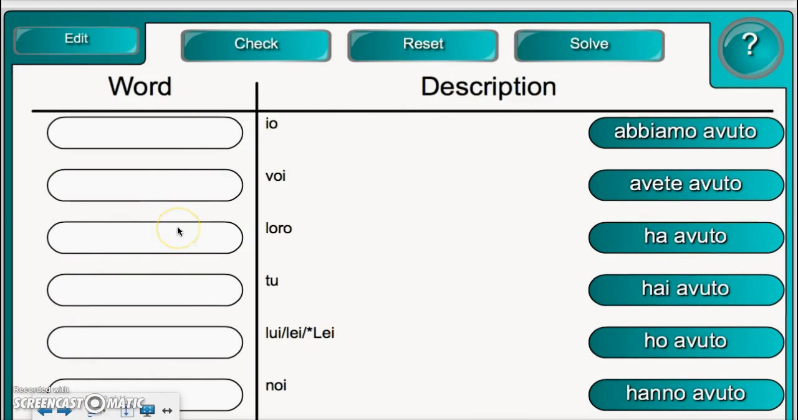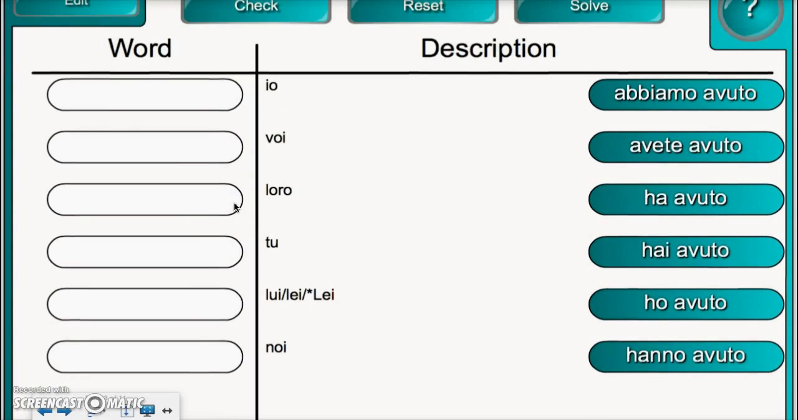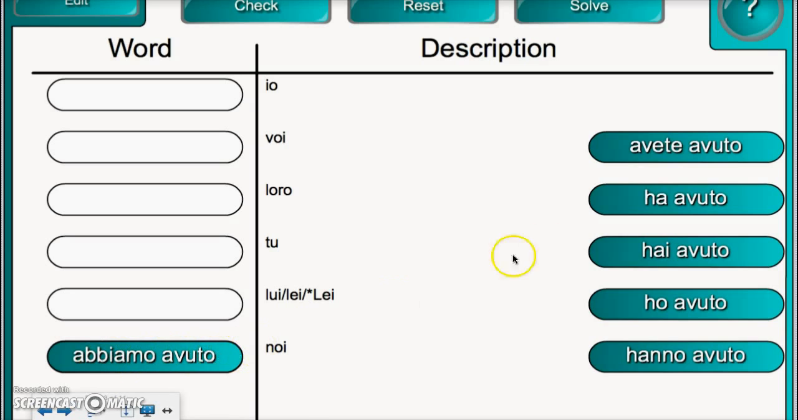Okay, so now I would give students time to do that, and then this is my first little smartboard activity, and so I would hopefully have at least one student come to the board, and all he or she would have to do is drag and drop the correct conjugation over here into the correct subject. And so abbiamo avuto is going to go down to noi. So noi is we, so we had, abbiamo avuto.